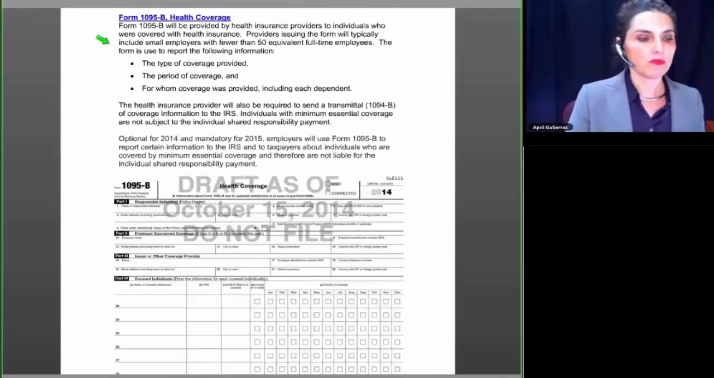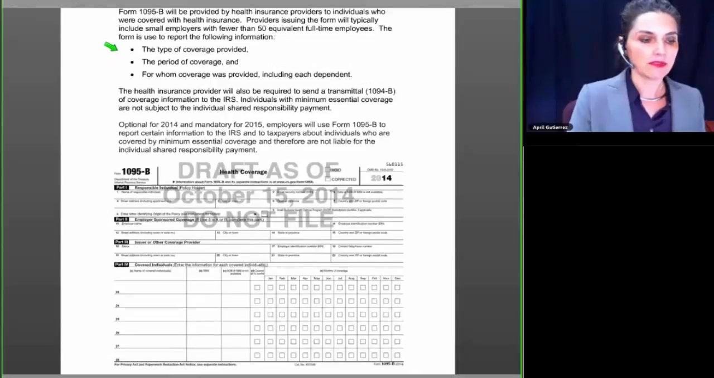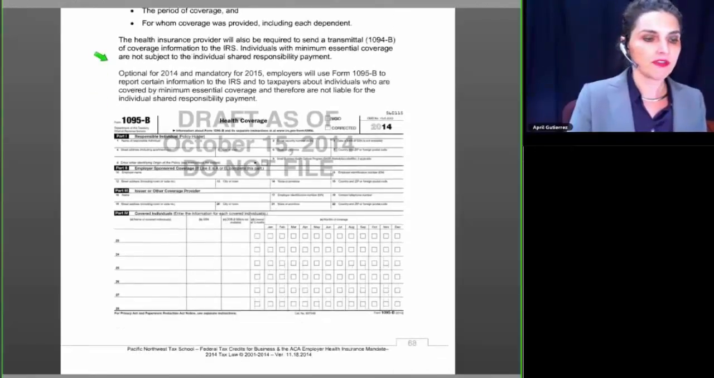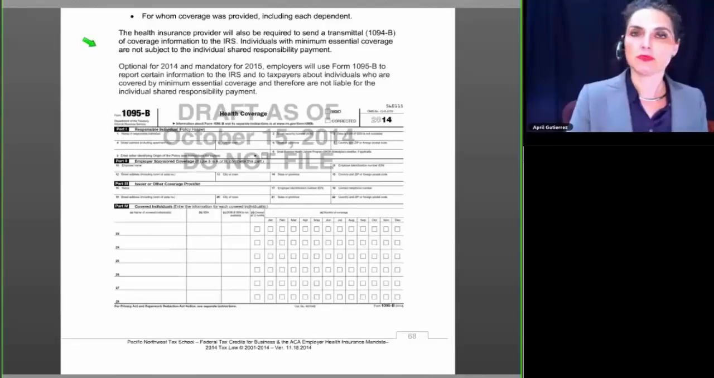Providers issuing the form will typically include small employers with fewer than 50 equivalent full-time employees, and the form is used to report the following information: the type of coverage provided to the employee, the period of coverage, and for whom coverage was provided, including each dependent. The health insurance provider will also be required to send a transmittal form 1094B for coverage information to the IRS. Individuals with minimum essential coverage are not subject to the individual shared responsibility payment.